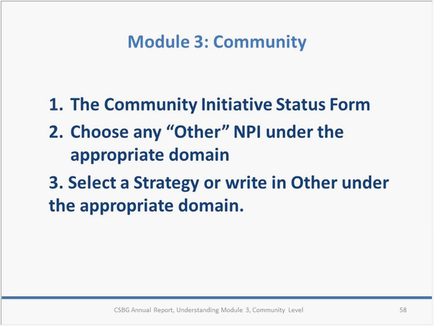Well, you would complete the community initiative status form with all of the appropriate information. Then you would choose another NPI on the appropriate domain, in a place where you feel that's where the success is going to happen. And then you would select a strategy, or if it was a strategy that's not identified, you would write in "other" under the appropriate domain. So there would be a place for you to add additional information to the report.